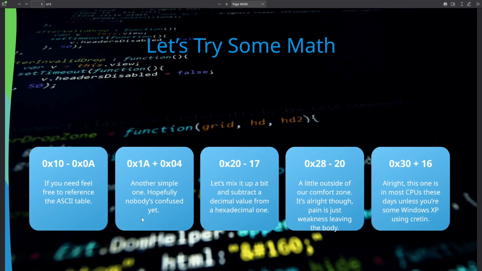0x1a plus 0x04. Now, remember, you can pause the video if you want, try and solve it on your own. Alright. Remember, 0x10 is 16. So with 0x11 being 17, 0x12 being 18.